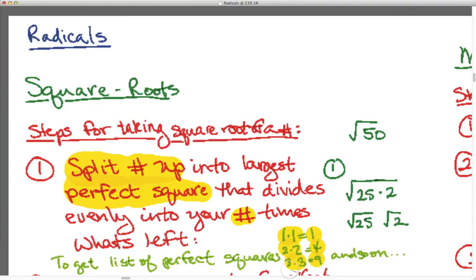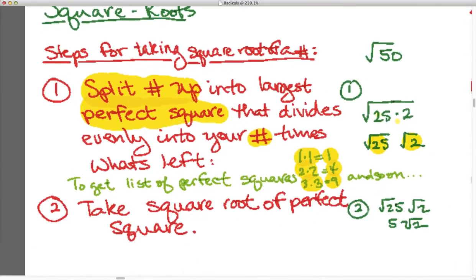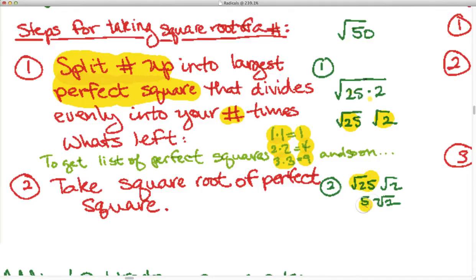In this case, when you get to 5 times 5, that's 25, and that's in this list, and divides into 50 twice. So we separate it into root 25 times root 2. And then you just take the square root of the 25, and you get 5 root 2. So always just look for a perfect square and pull it out.